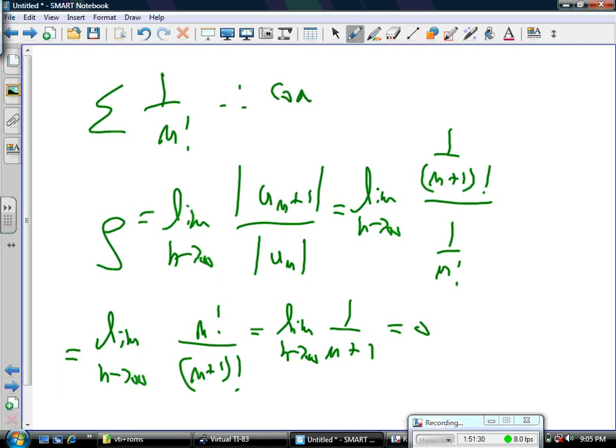Therefore, convergent by ratio test, because rho is less than 1. Rho is 0, but rho is less than 1. Now remember, this starts off with absolute values, so it's always going to be something positive. Less than 1 is what you want. It could be 0, it could be 0.2, it could be 1/2, it could be 5/8, but it's got to be less than 1, and it's never going to be negative.